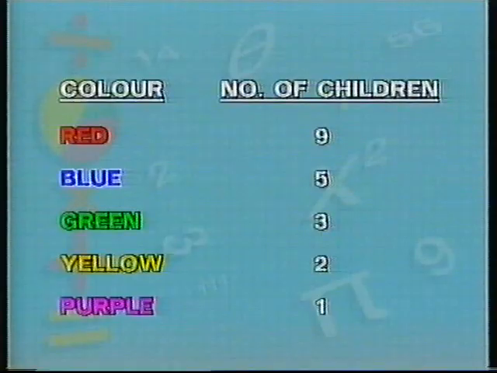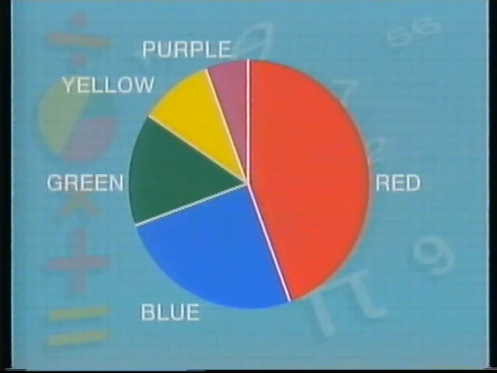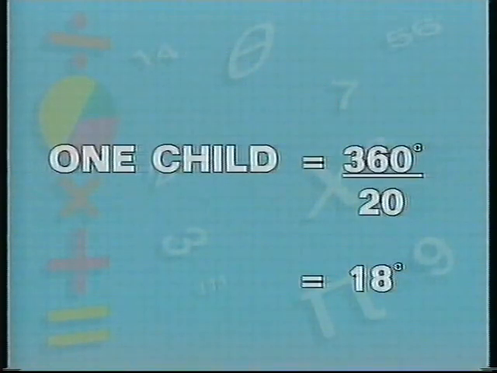A pie chart is a circle divided up into segments. The first thing we need to know is the total number of children, which comes to 20. All the segments added together must add up to the number of degrees in a circle. That's 360 degrees. So, if there are 20 children, then for each child there must be 360 divided by 20, or 18 degrees for each child.